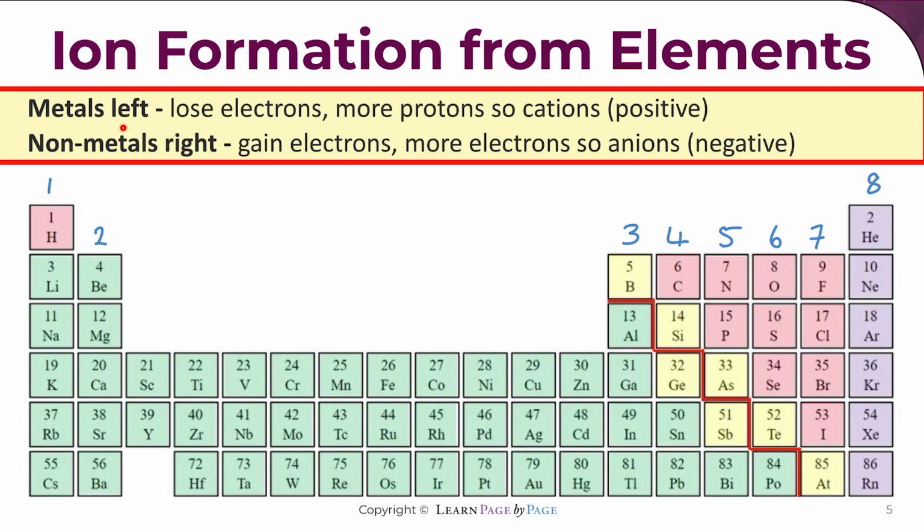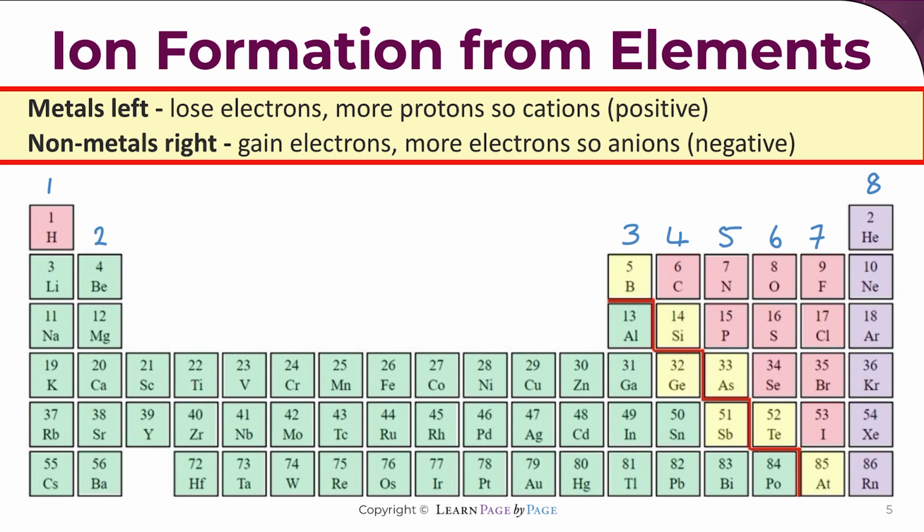And the metals on the left, they tend to lose electrons. So overall, they will have more protons. They become a cation, which is positive. The non-metals on the right, they will gain electrons. Overall, they have more electrons than protons. So they become anions and they are negative.